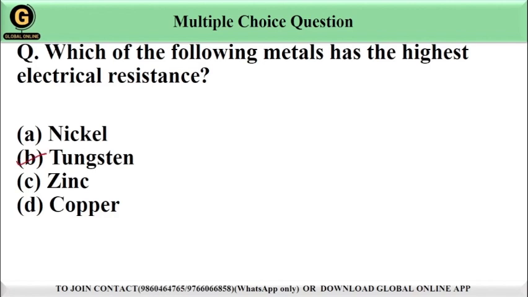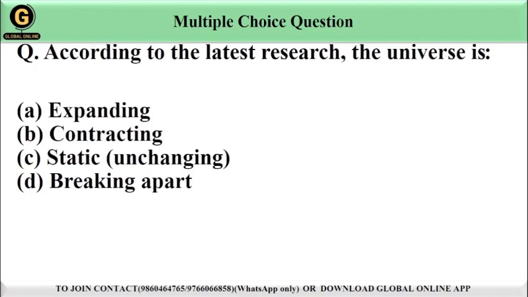It is known for its high melting point and often used in applications that require high heat resistance, such as in light bulb filaments. Copper and zinc have low resistance, making copper an excellent electrical conductor. Nickel also has lower electrical resistance than tungsten. So the correct answer will be B, tungsten.